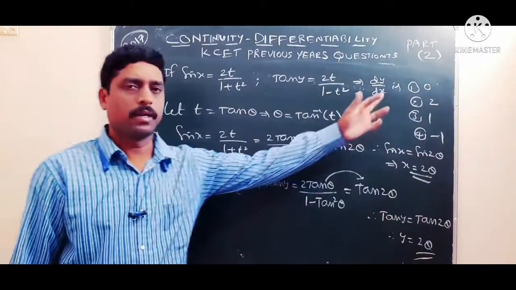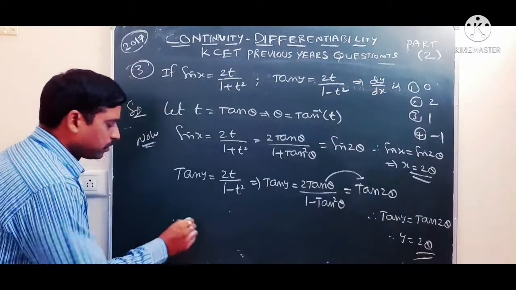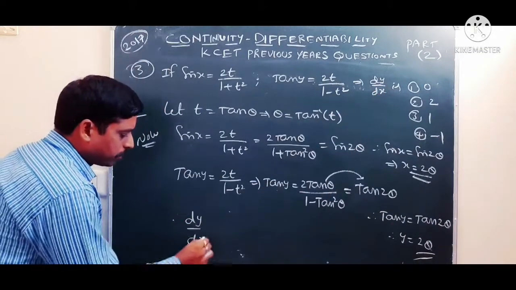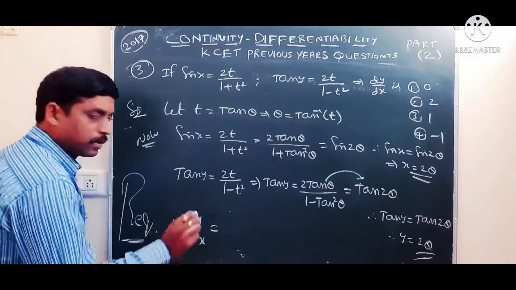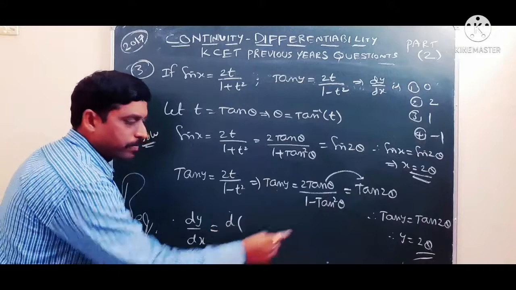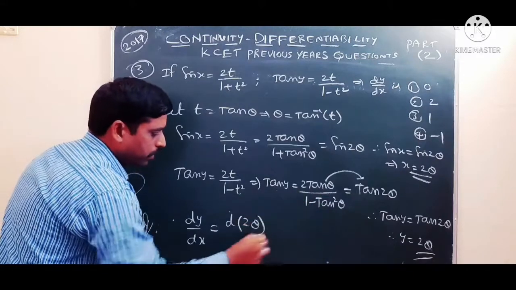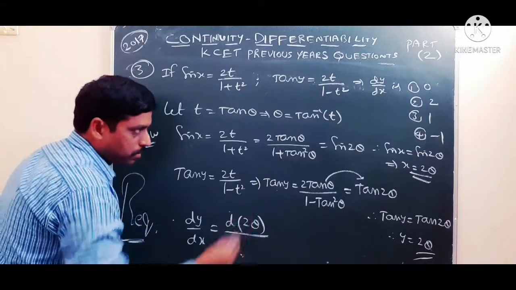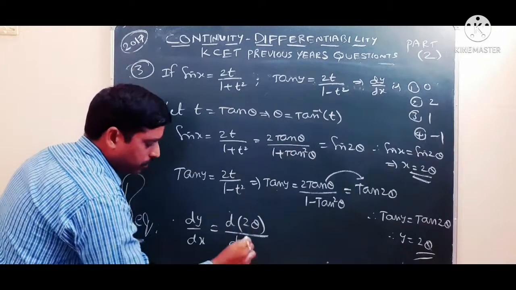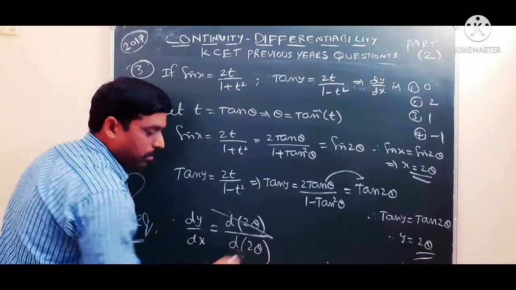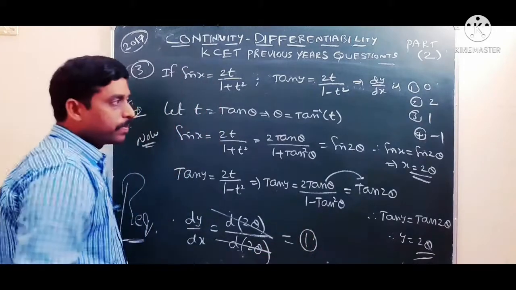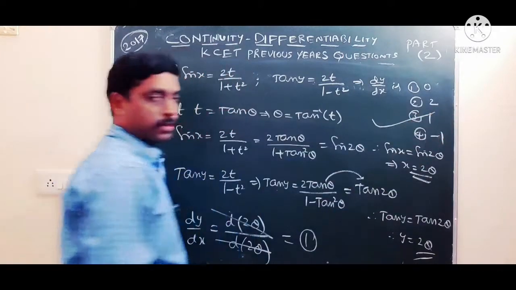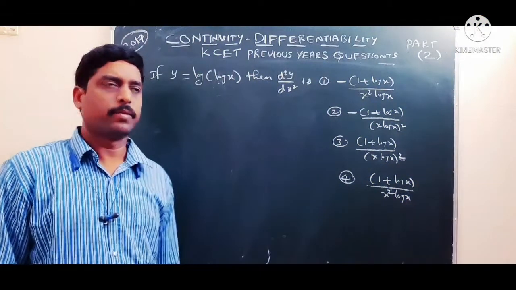So what is our target? Dy by dx. So dy by dx is the derivative of y, which is 2 theta, by the derivative of x, which we got as 2 theta. The derivative of 2 theta by the derivative of 2 theta gets cancelled. The answer will be 1. Option 3 is correct. So let us go to the next problem.